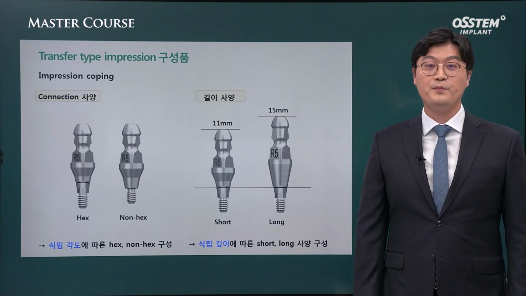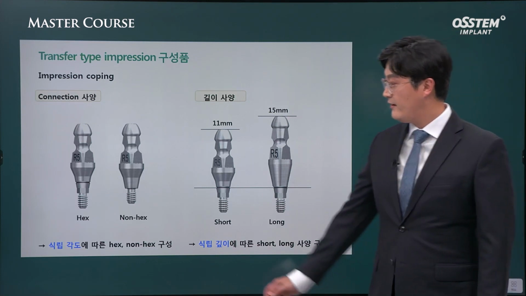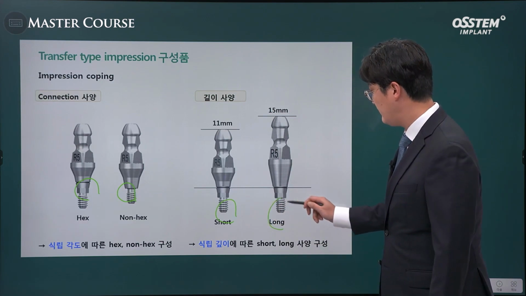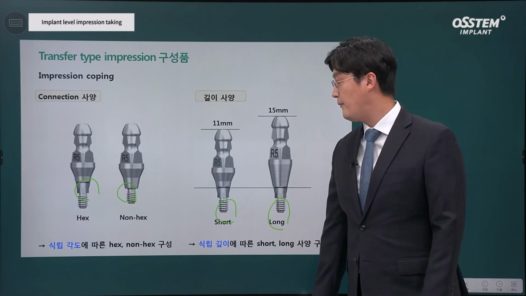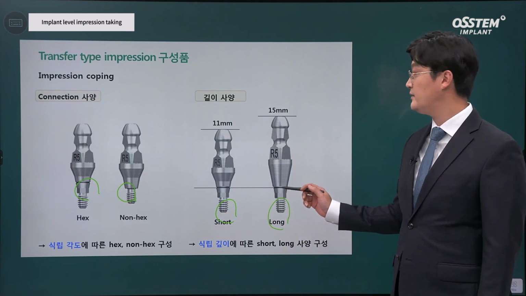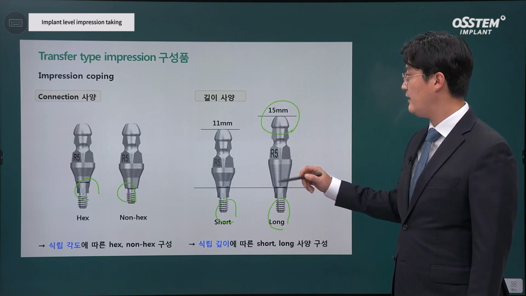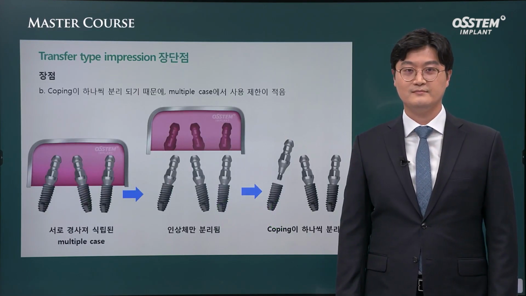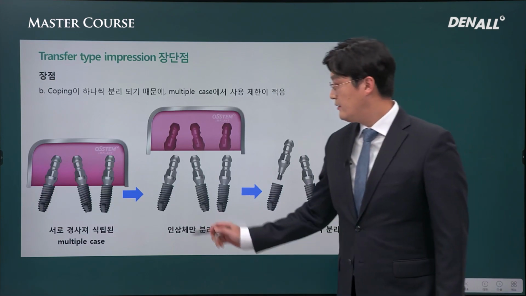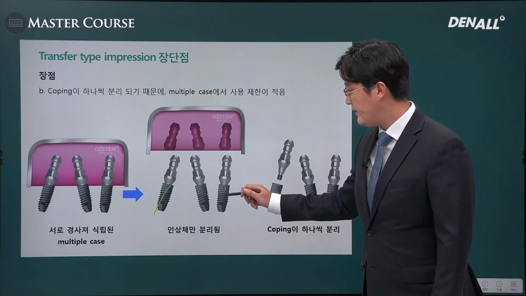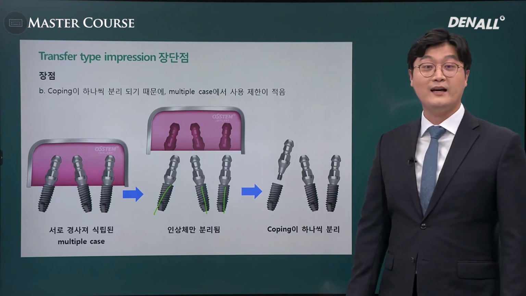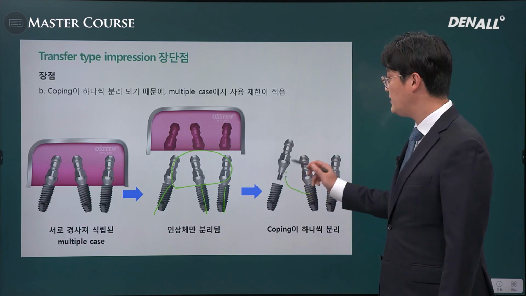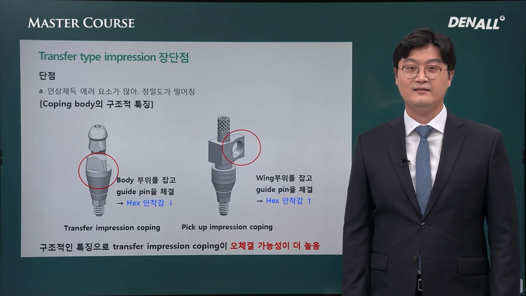The transfer impression coping is just like the pickup type. There are hex and non-hex types, short and long versions. A short or long one can be chosen depending on whether this part can be cut in the closed tray in the mouth. As I said before, regarding the disadvantage of the pickup type, when implants have different paths, the transfer type can be more beneficial in terms of impression taking.